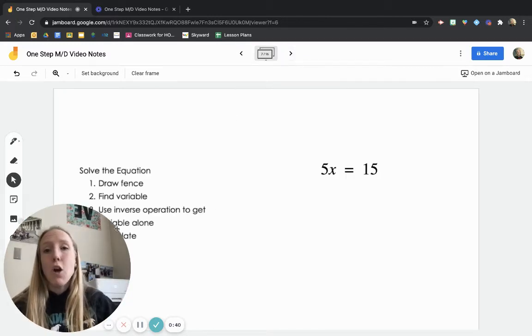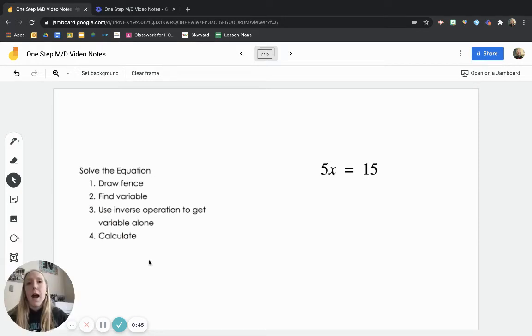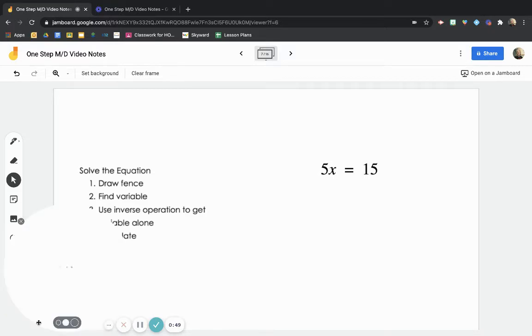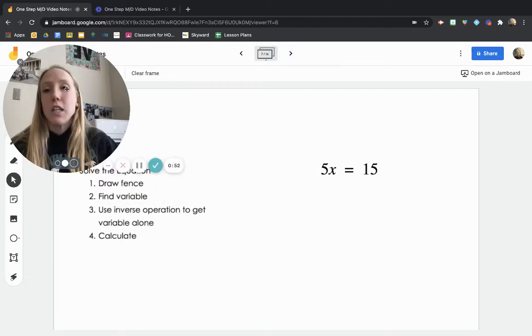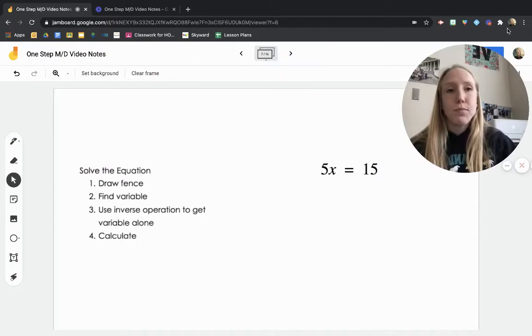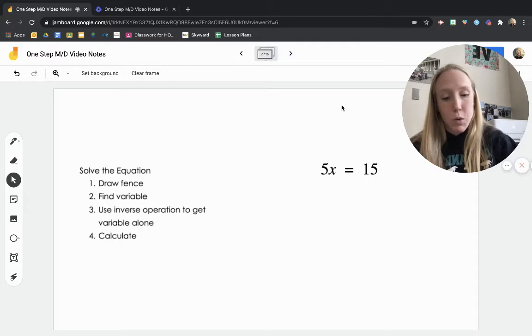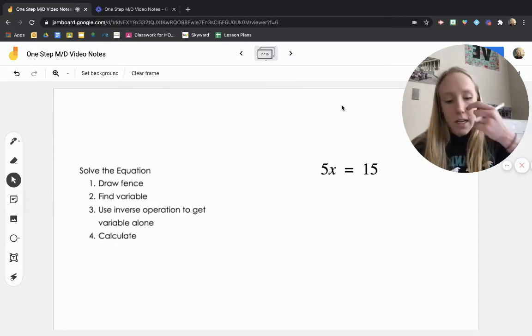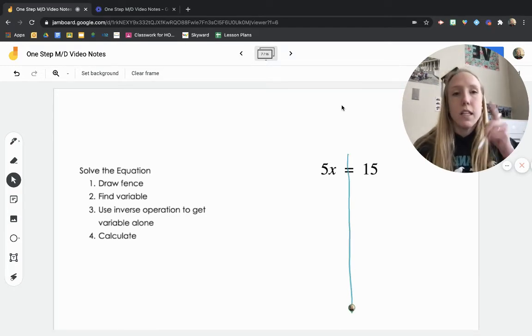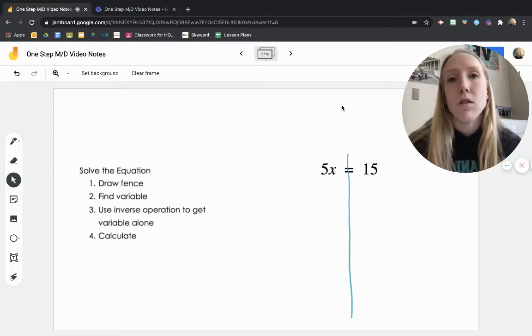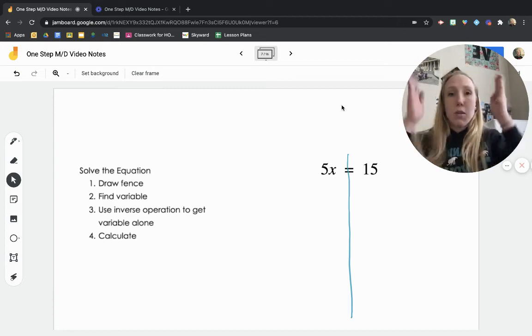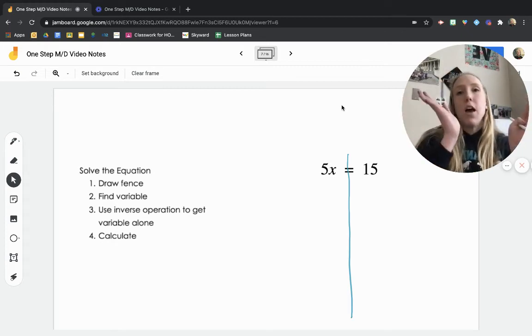Our steps are really similar to the steps that we followed when we were solving equations with adding and subtracting. This time, we're just going to be using multiplication and division. Okay, so the first thing I'm going to do still is to draw the fence. I need to draw the fence first because this tells me that both sides of this equal sign are going to stay equal. Okay, so I draw my fence to remember that what I do on one side, I have to do to the other.